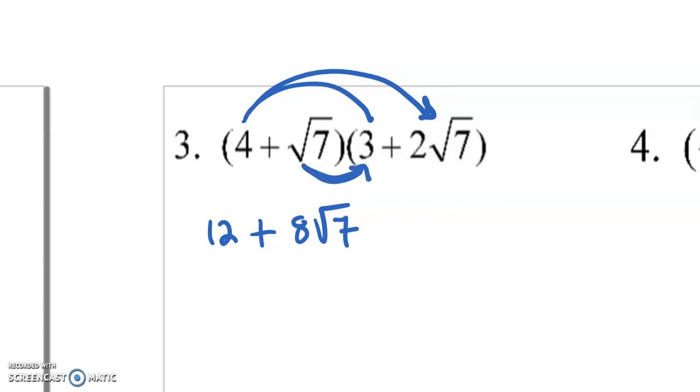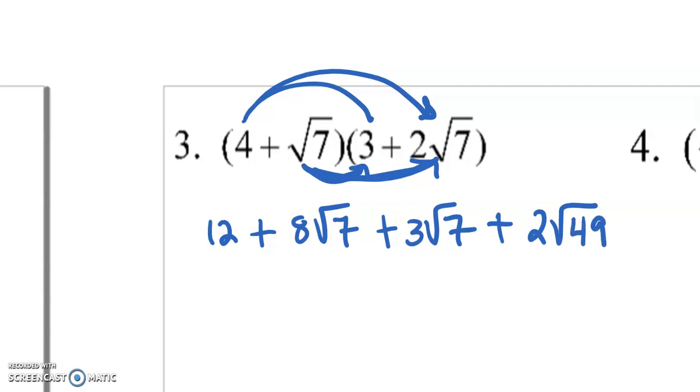Inside here, when I multiply, this is not in a radical, this is. So it's 3, the square root of 7. One's in a radical, one is not. And then last is this, in which you have 1 times 2 and 7 times 7, which is 49. 12 by itself. I have a radical and a radicand, both the number 7. So 8 plus 3 is 11 root 7.